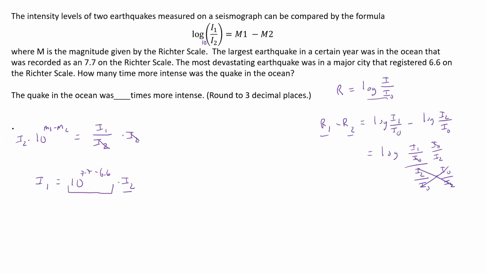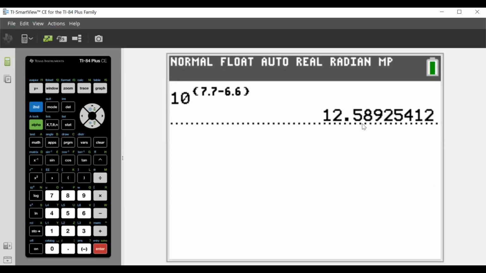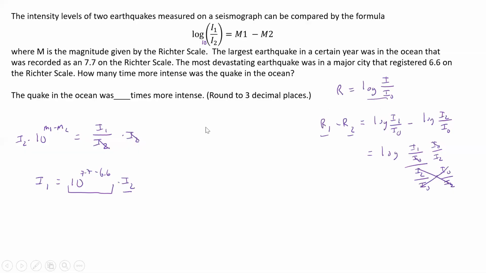Now we just have to take 10 to the 7.7 minus 6.6. If we do that, 10 to the 7.7 minus 6.6 equals 12.589. And so then we would get I1 is equal to 12.589 times I2. So it was 12.589 times more intense than the other one here.